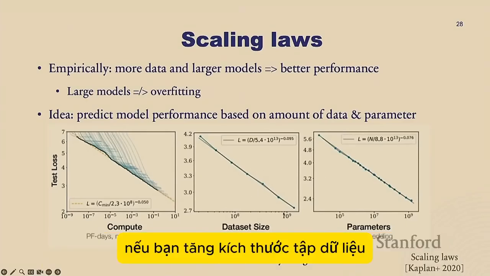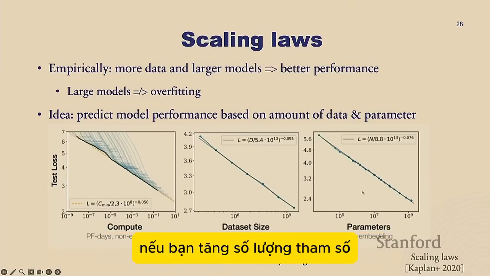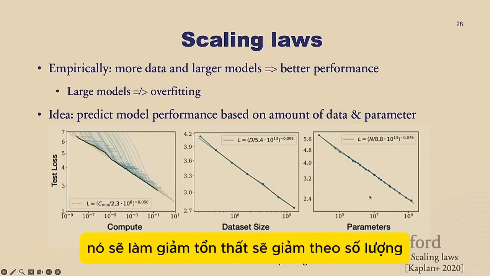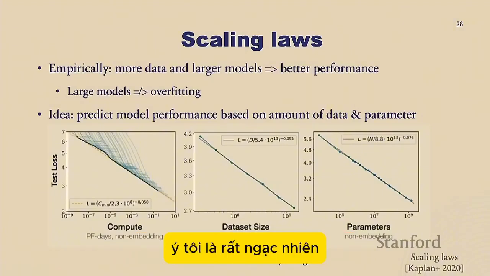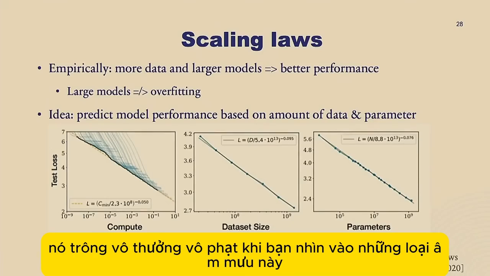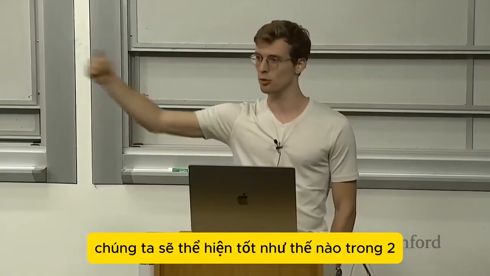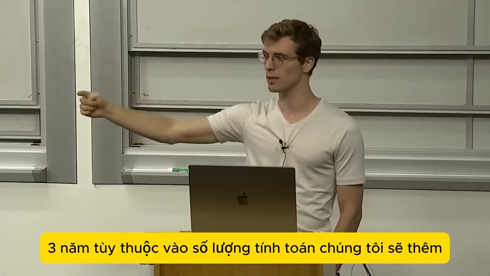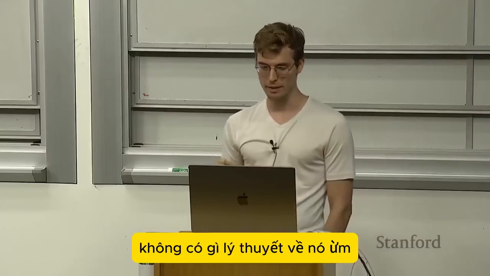If you increase the data set size, your loss will decrease by an amount that is somewhat predictable. If you increase the number of parameters, the loss will decrease by an amount which is somewhat predictable. This is really amazing, very surprising. I mean, it looks innocuous when you look at these types of plots, but that's crazy because it means that you can predict how well we're going to perform in 2-3 years, depending on how much compute we will add, assuming that these things will hold. There's nothing theoretical about it.